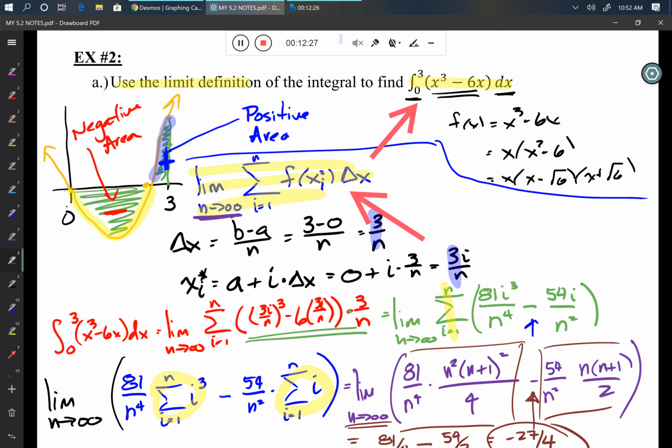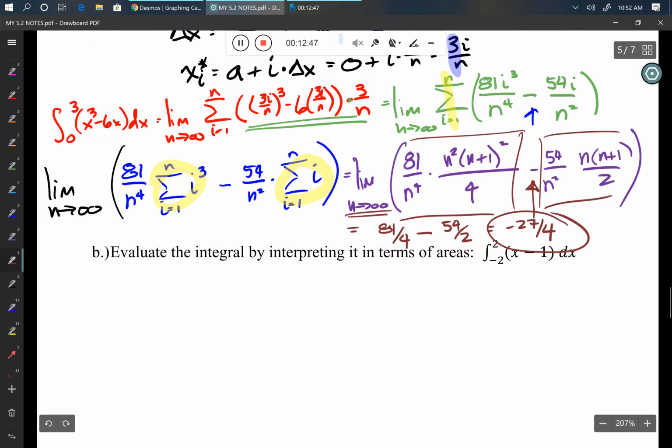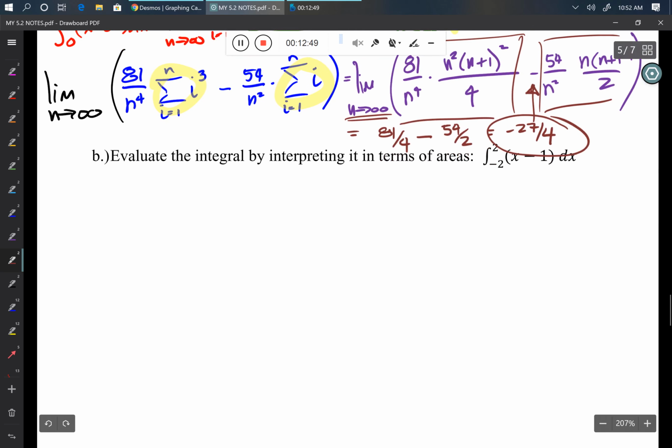Okay. If you want to put this in context, if this was a particle moving left and right, the end result is it moved further left than it did right, so it ended up left of where it started. Ended up left by 27 fourths units, whatever those units would be. Right? Now, I know that's a lot to digest, so you can probably rewind and watch this several times to make it work. All right, let's take a look at the next example.